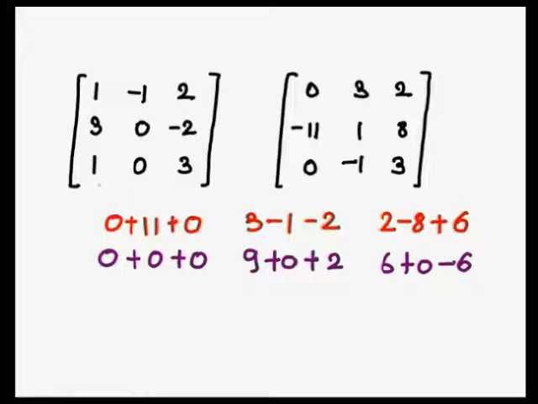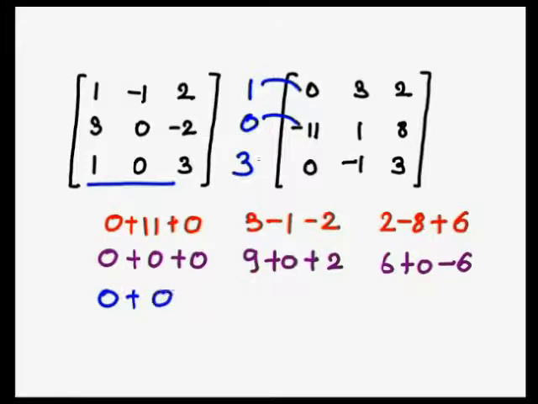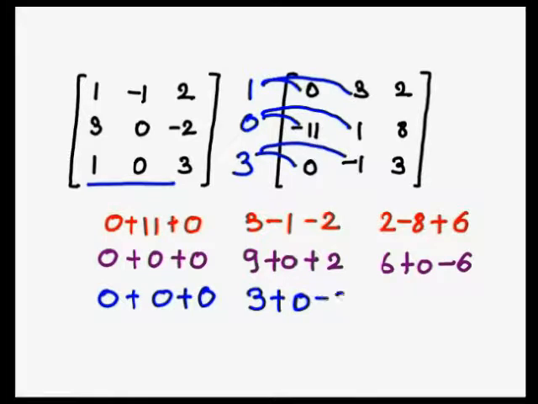So now we have multiplied the second row. Now we are left with the third row. So we write the third row, 1 0 3. We multiply 1 with 0, we get 0. Now we multiply 0 with minus 11, we get 0. And we multiply 3 with 0, we get 0. Now we multiply with the second column. So we get 1 into 3, 3. 0 into 1 we get 0, and 3 into minus 1 we get minus 3.